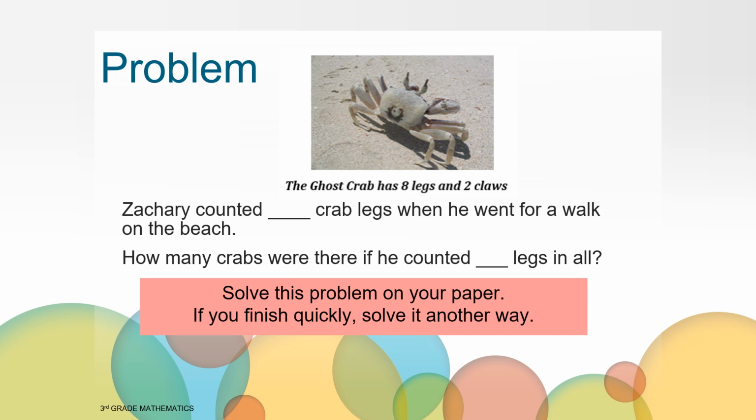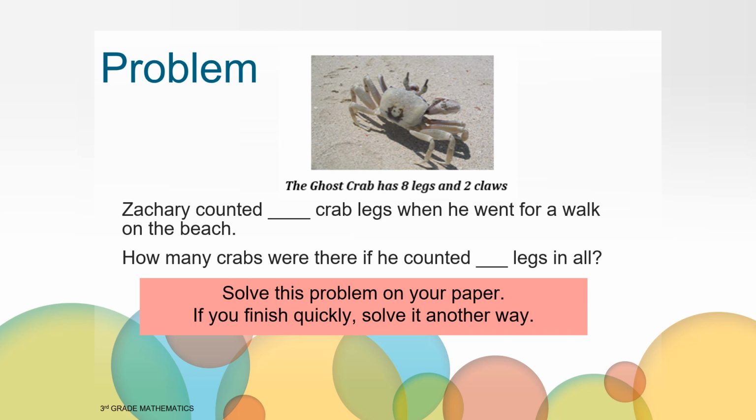What is it that Zachary counted? Crabs or crab legs? Let me read the first sentence again. Listen closely. Zachary counted blank crab legs when he went for a walk on the beach. So what did he count? Yeah, he counted crab legs. How many legs does the ghost crab have again? That's right, 8 legs on one crab.